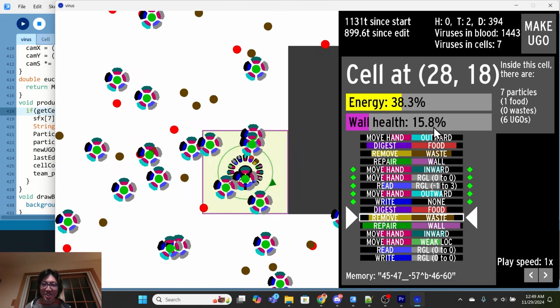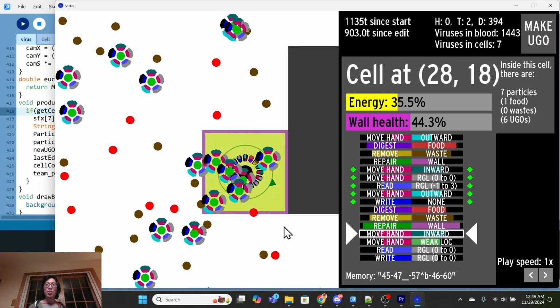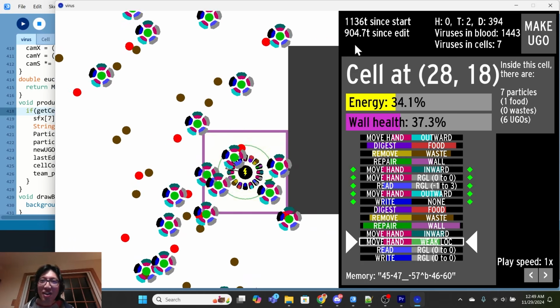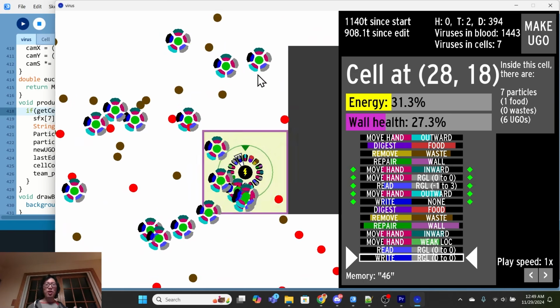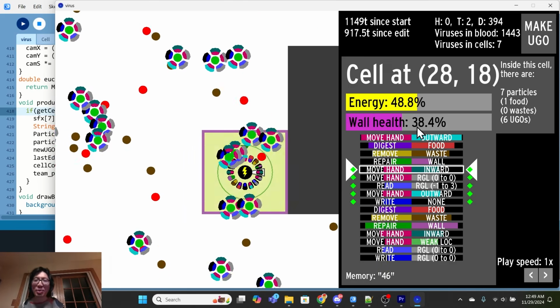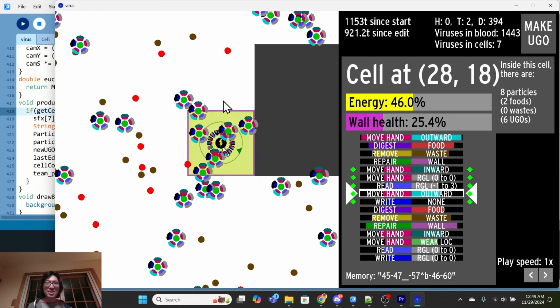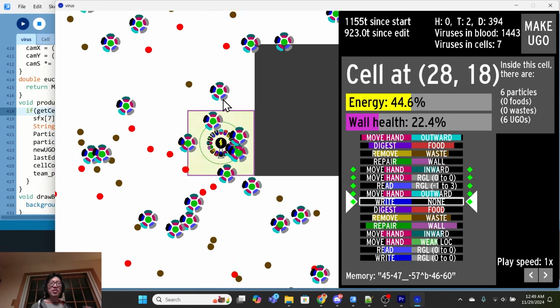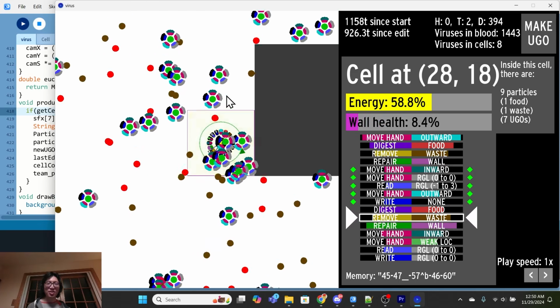Okay, so the wall health is at 15%, but it's going to hit the repair wall, so it's going to survive. It's really holding out. We are about 1,000 ticks since we started, which I know has no reference. You don't know how long a tick is. And there's already 6 green virus particles inside of it. So it's basically doomed. And even if the simulation doesn't play the sad music, I'll edit it in post because I want you to feel how sad this is.